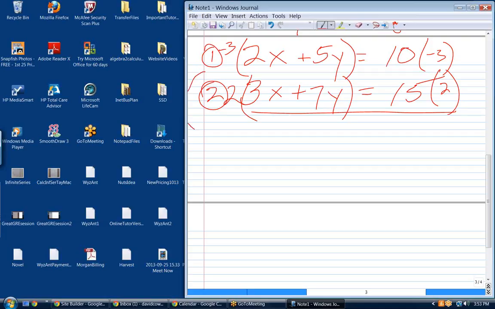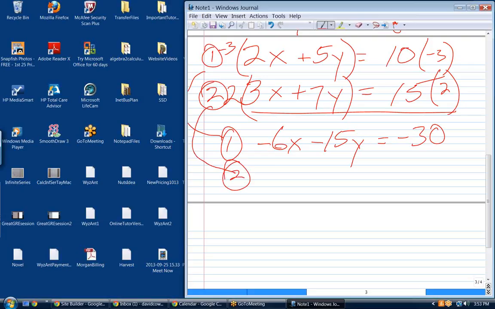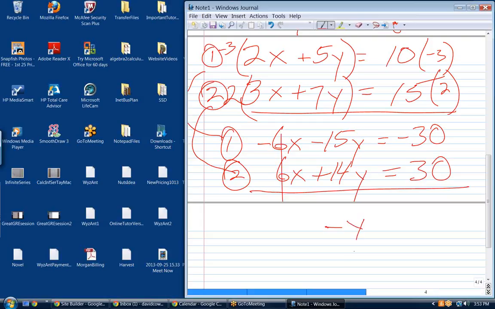So let's rewrite 1: minus 6x minus 15y equals minus 30. Let's rewrite 2 after multiplying it by 2, and we have plus 6x plus 14y equals plus 30. Now we add them. These cancel. These add to minus y equals 0.